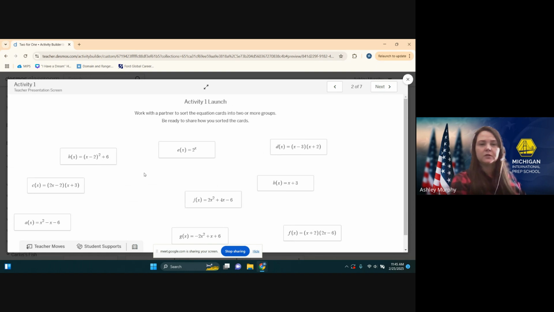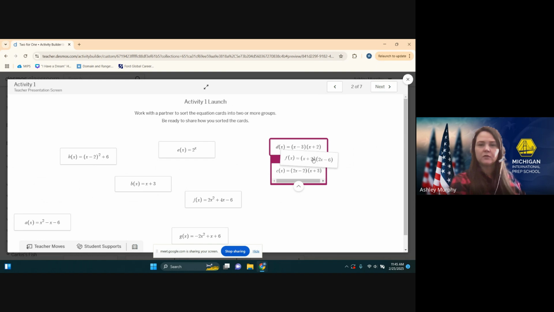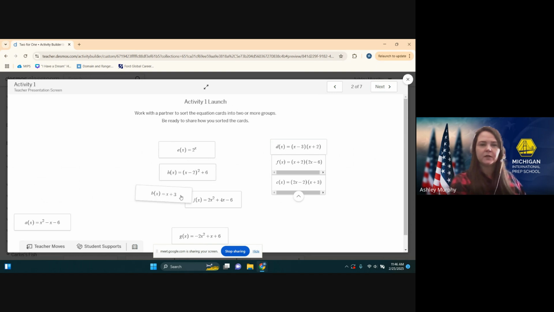So I'm noticing that this equation here is in factored form, and so is function D. These two are in factored form with the parenthesis groups. Here's another one in factored form. This is what we call vertex form. It is factored, the x minus 2 would be factored. I guess it's not factored completely, so I'll leave that one separately.